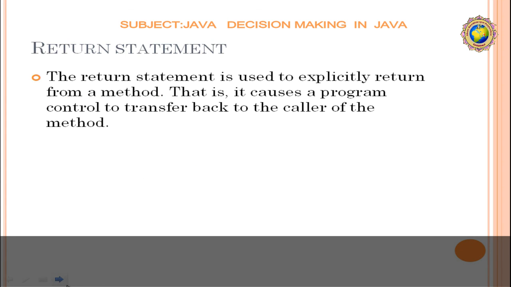Let's see the return statement. The return statement is used to explicitly return from a method. That is, it causes program control to transfer back to the caller of the method. This is the most important thing about return: the transfer back to the caller of the method.